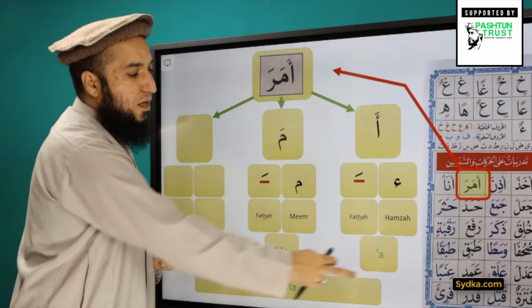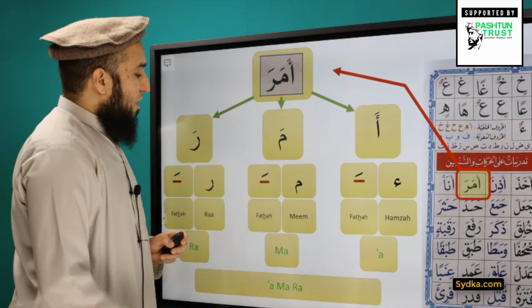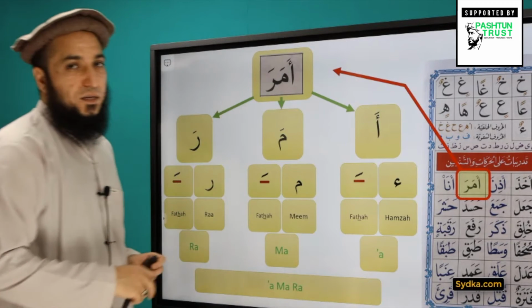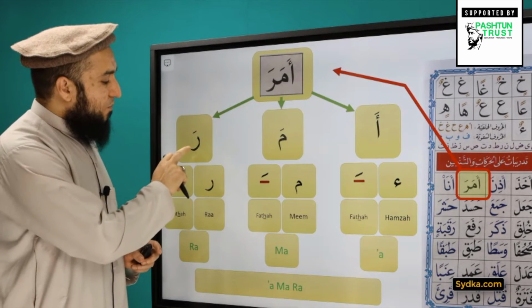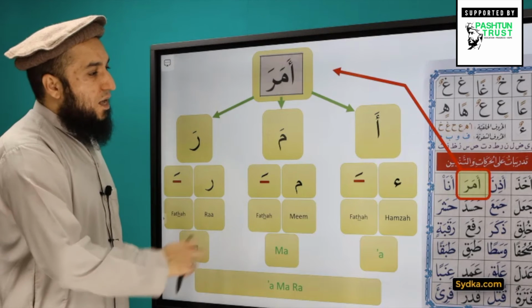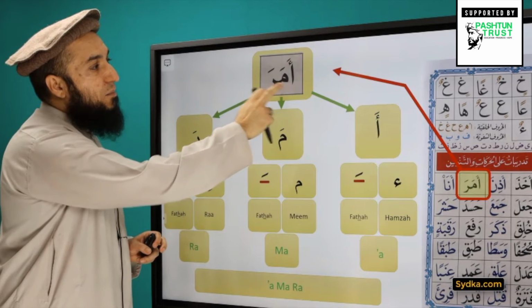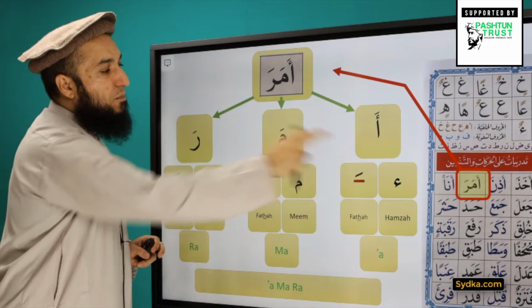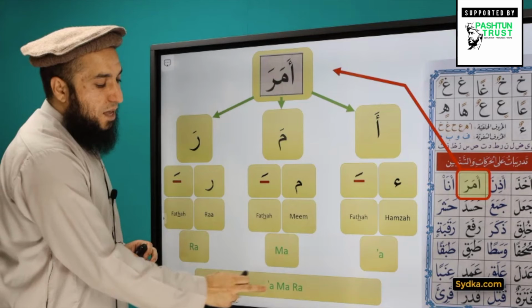Then combining the 2 syllables, we have ama, ama. The third syllable we have is ra fatha, ra. Ra is not silent, and then we have fatha. Ra fatha, ra. And then combining the three syllables, we have amara, amara.